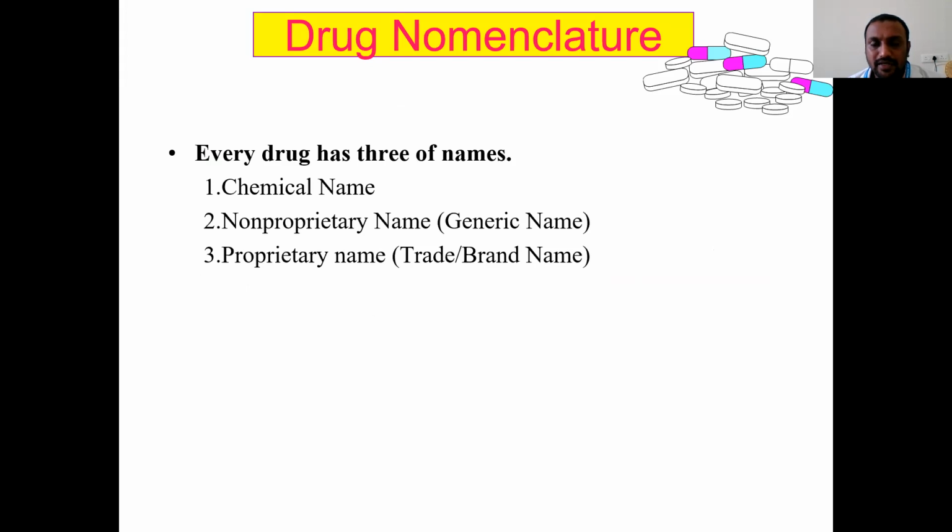Drug nomenclature. Every drug has three names: a chemical name, a non-proprietary name, and a proprietary name. For example, the chemical name for aspirin is acetyl salicylic acid, the non-proprietary name is aspirin, and the proprietary or brand name can be Disprin or Ecosprin.